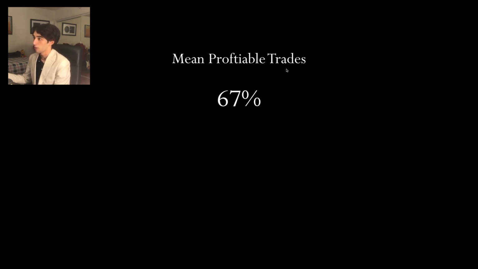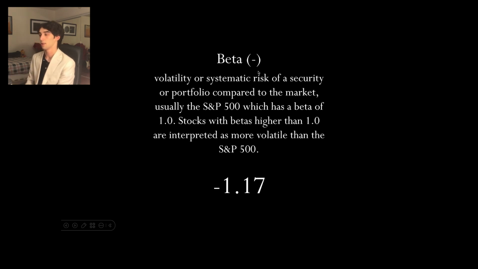60% profitable trades. So here we get into the beta section. Beta is basically your risk compared to the S&P. So if you held a SPY ETF, that would be a beta of exactly 1. Let's say you're holding a leveraged 2x SPY, that means you would have a beta of 2. Now if you're holding a 1x inverse of SPY, you would be -1.